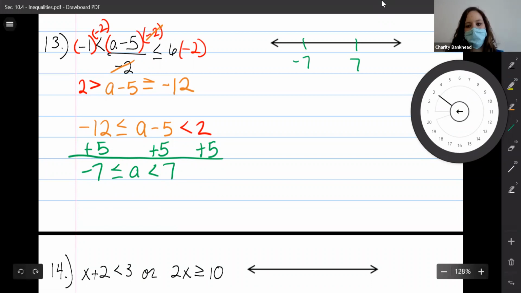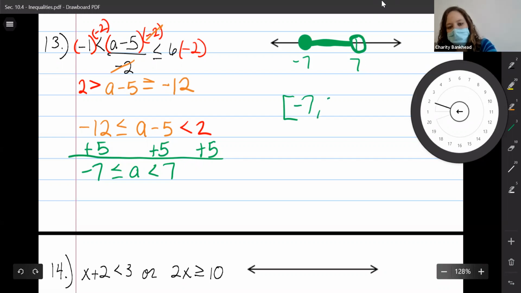All right, so -7 is going to have a solid circle, and +7 is going to have an open circle, and then shade the middle. And then for your interval notation, it would be bracket -7, comma 7, parentheses.